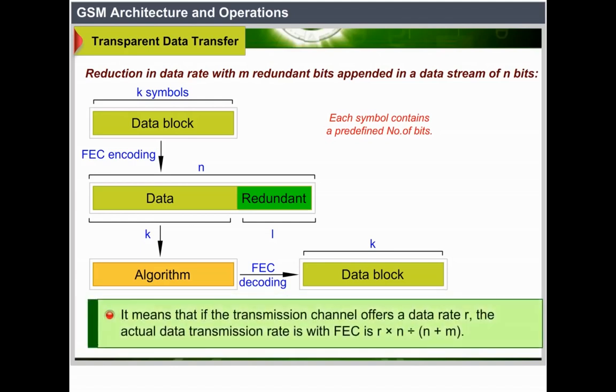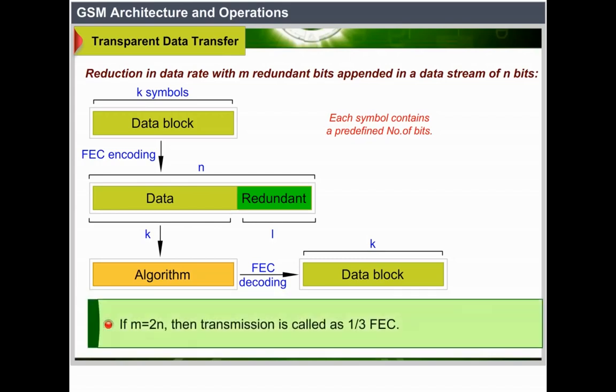This means that if the transmission channel offers a data rate R, then the actual data transmission rate with FEC is R times N divided by N plus M. If M equals 2N, then the transmission is called 1 by 3 FEC.